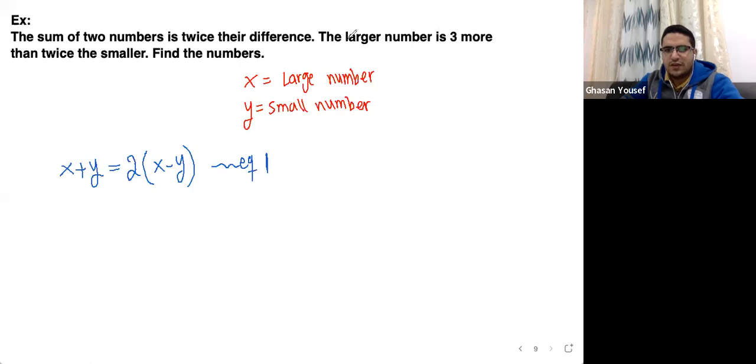Equation number 2, the larger number, so this means x, means equal 3 more, means 3 plus, 3 plus, 3 more than twice the smaller. Twice the smaller means 2 times y.